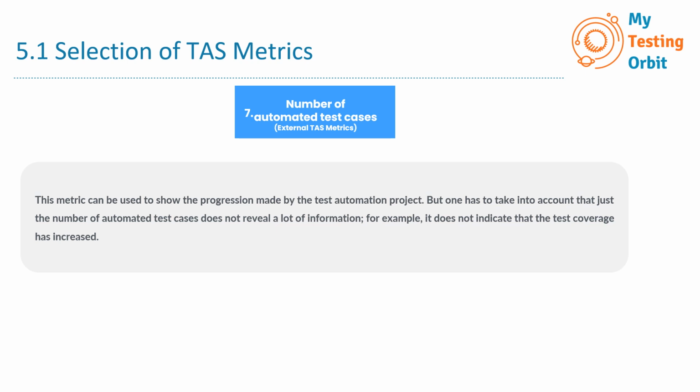Let's say you are managing a test automation project. You might be tempted to think that the more automated test cases you have, the better things are going. It seems like a sign of progress, right? But just having a high number of automated test cases does not tell you the whole story. It doesn't automatically mean that your test coverage, which is how much of your software is being tested, has improved.